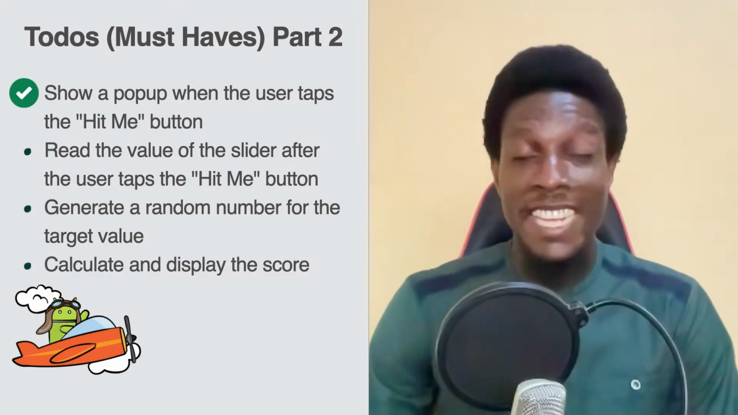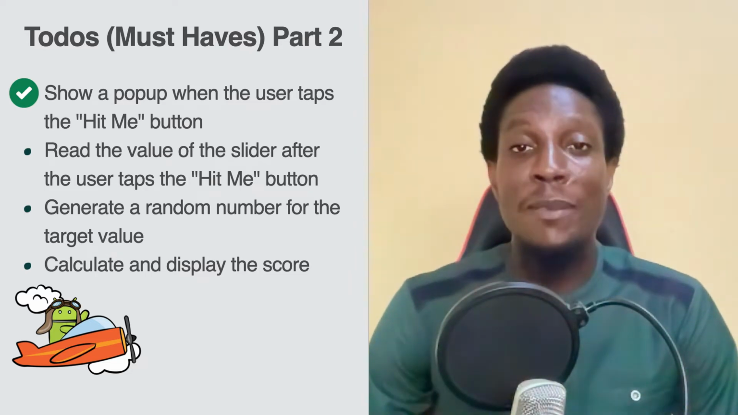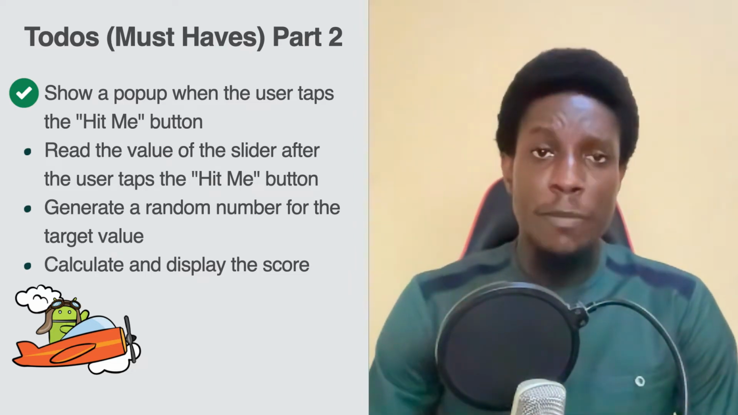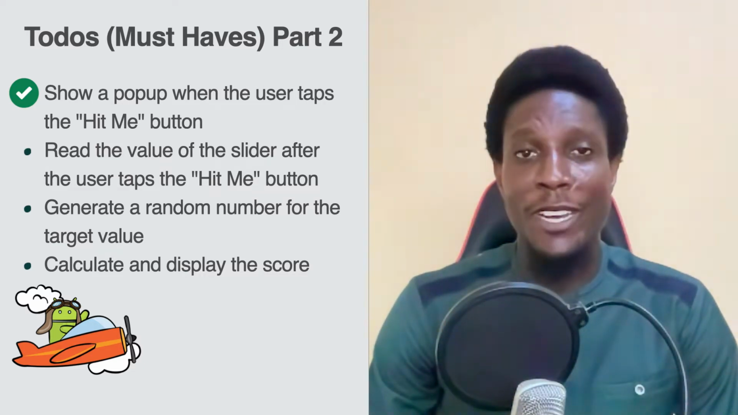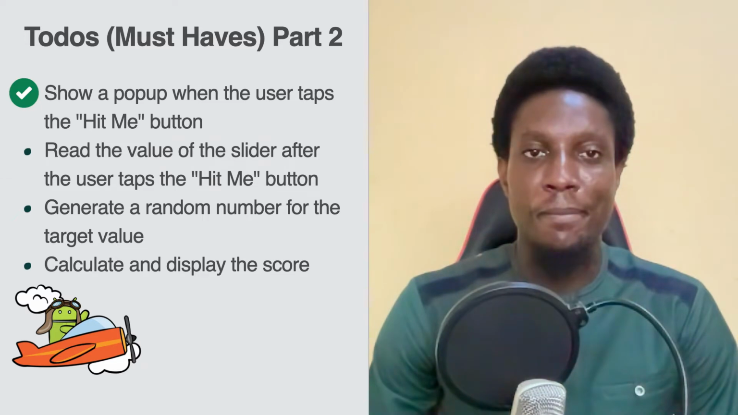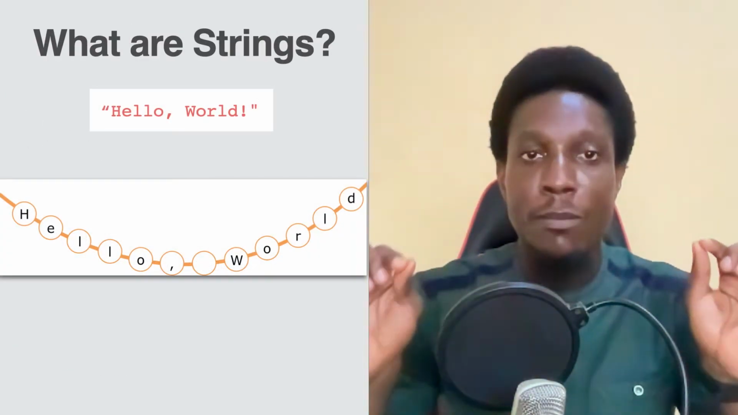It's time to tackle the next item on your programming to-do list. Read the value of the slider after the user presses the Hit Me button. But before you do that, I want to tell you about a very important data type you'll use in your Android apps, strings. To create a string in Kotlin, you simply surround some text with double quotes.